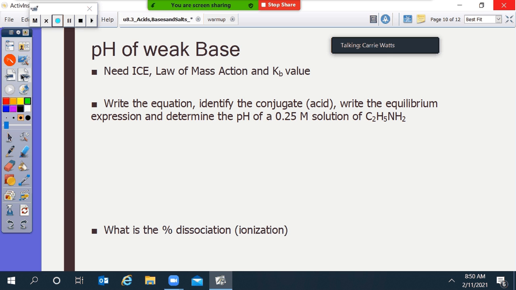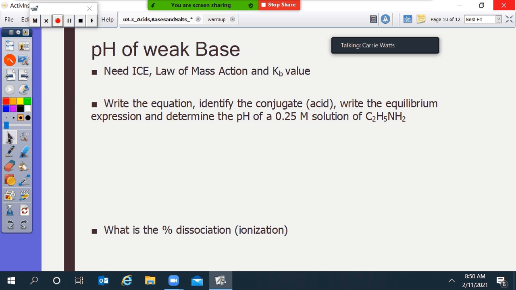So that's how you read a Kb table. All right, now we're going to do some problems together. We don't have too many, but we do have a thinker problem too that we'll do. With the pH of a weak base, just like the weak acid, you need the ICE table. You need the law of mass action, and you write the Kb value. So when you start these problems, write that equation right away. Set up the ICE table and write what the Kb expression should be to get you started.